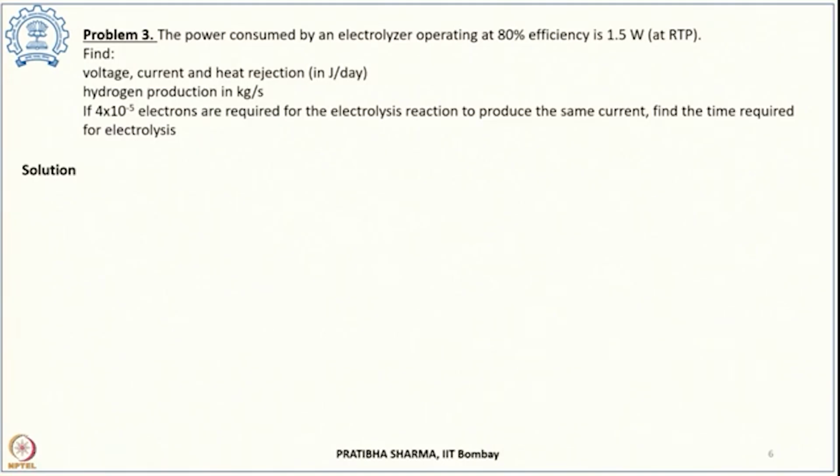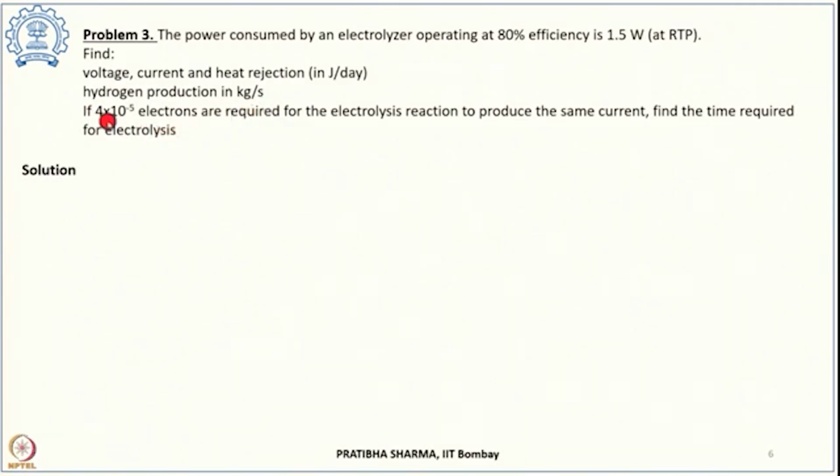Now let us look at the third problem statement. An electrolyzer which is having an efficiency of 80% consumes power of 1.5 watt, at room temperature and pressure condition. What is required to be found in the problem is the corresponding voltage, current, and how much is the heat rejected, and that is required to be found in joule per day of heat being released. Also we need to find out what is the hydrogen production, and that too in kg per second.